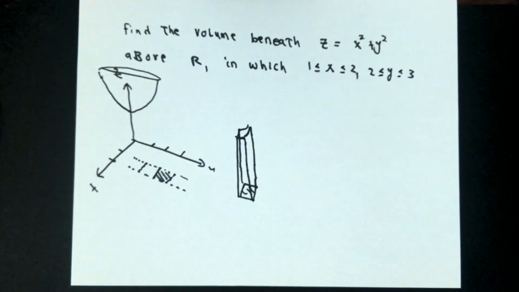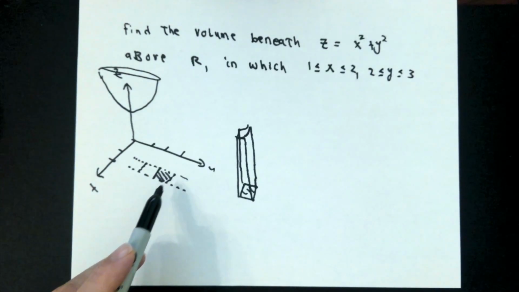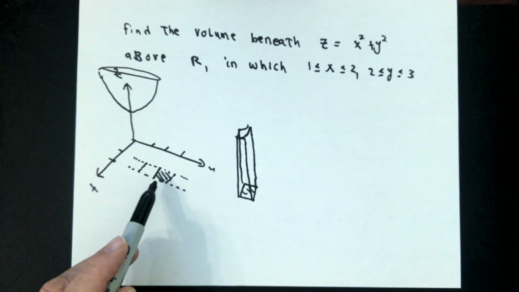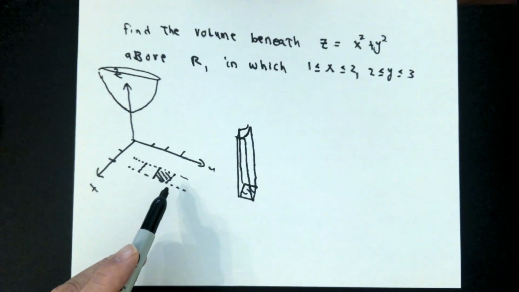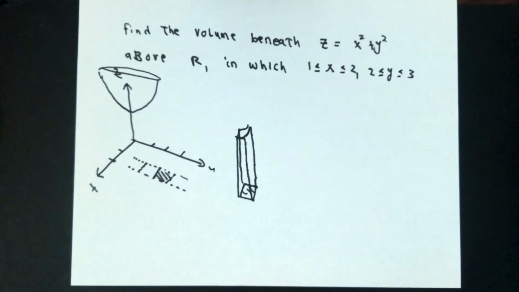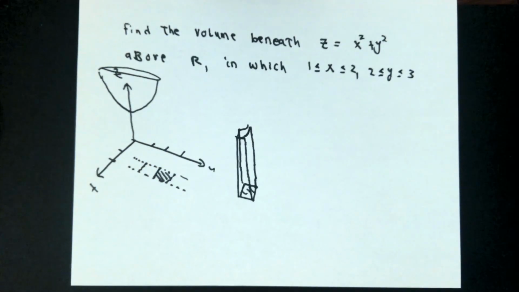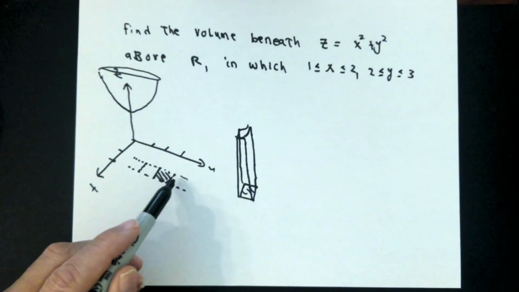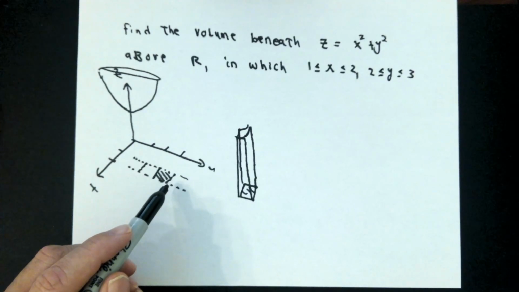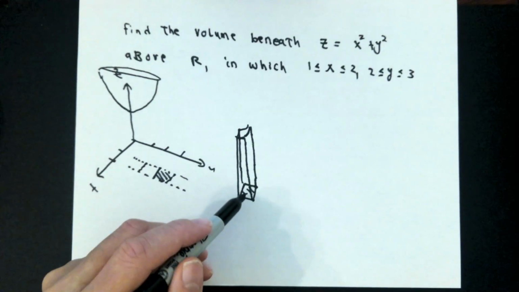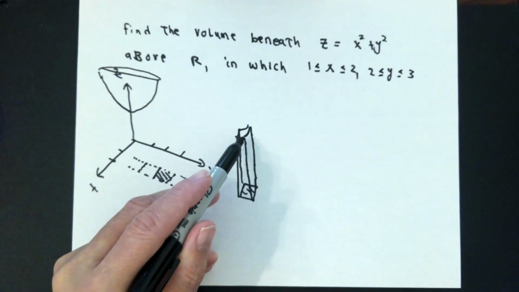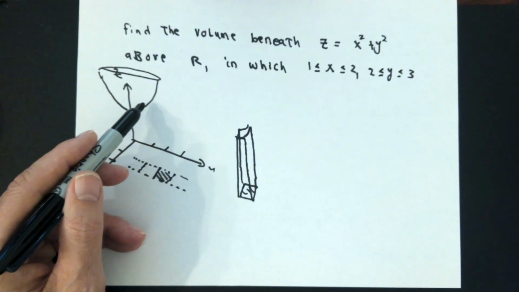So let's find the volume beneath the graph of z equals x squared plus y squared above region R, where in region R, the x can be anything from 1 to 2, and the y can be anything from 2 to 3. I've raised this up a little bit, hopefully to make the picture a little clearer. I'm going to have a square in the xy plane, and all of the points that are above that square but no higher than the z coordinate on the graph of z equals x squared plus y squared.